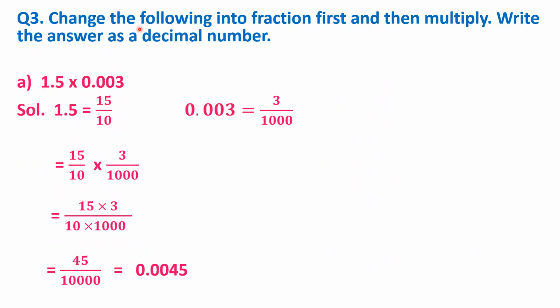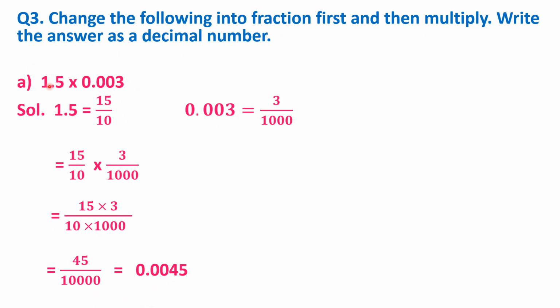Next one is: change the following into fraction first and then multiply. Write the answer as the decimal number. So this is the method I told you in the first question. What we have to do is multiply both the numbers by first converting them from decimal number to fraction, and then multiply both the numbers and then again convert into decimal.